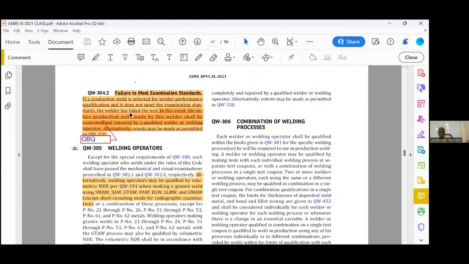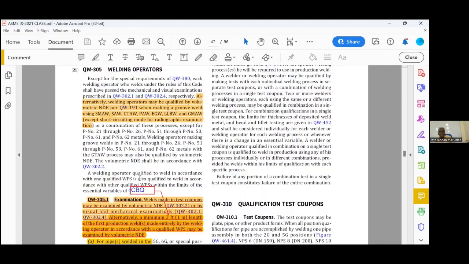You can see next page, 305 welding operator. This is another important one. You remember I told you, if you radiograph a production weld and it fails, we have to again radiograph and repair by a qualified welder. So highlight this one. If a production weld selected for welder performance qualification does not meet the examination standard, the welder has failed the test. In this event, the entire production weld made by this welder shall be examined and repaired by a qualified welder or welding operator. That is an open book question.